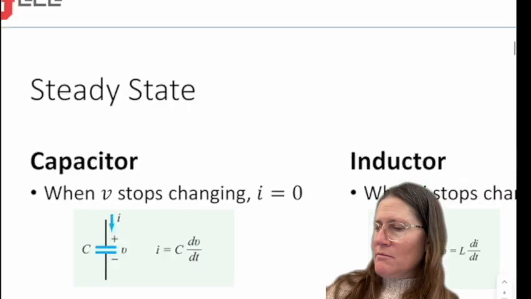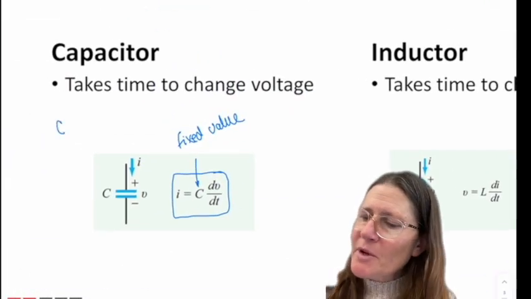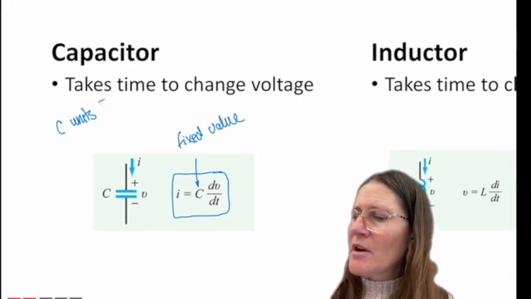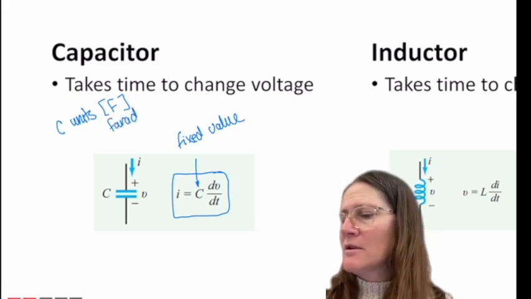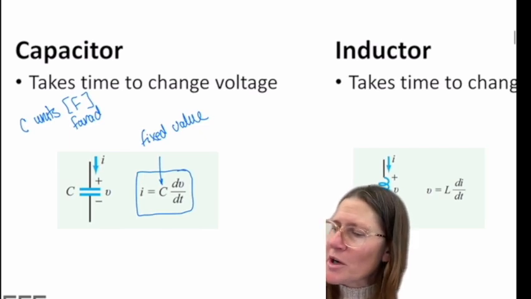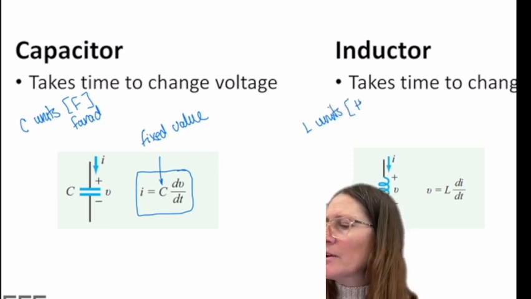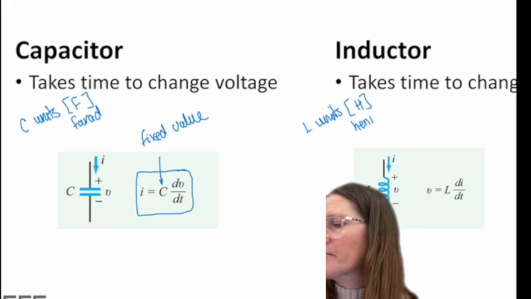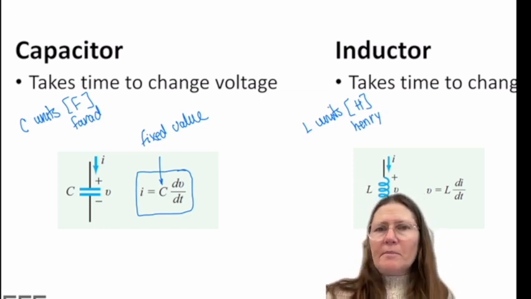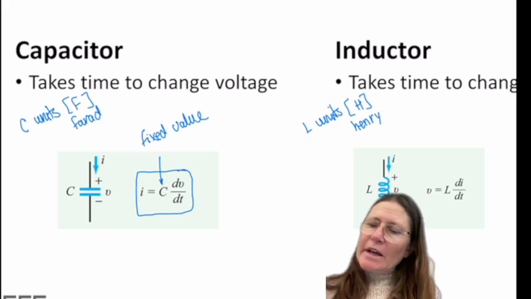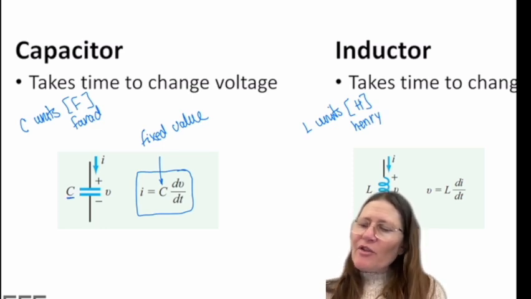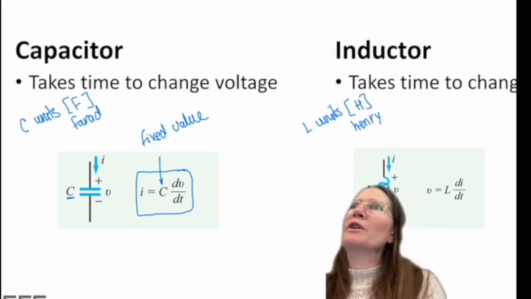And capacitance units are in farads, and it will be an F, farad. The unit for an inductor is in henries, H. So those are the units for capacitance and inductors. And then the C is going to be a fixed value, but the voltage will vary over time.